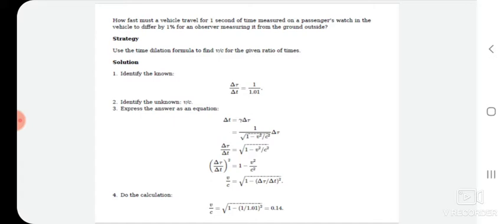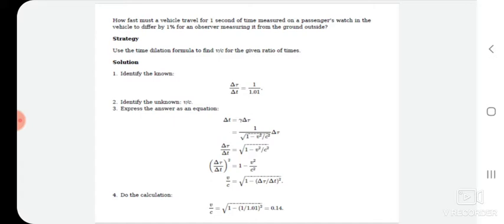Contracted length is equal to gamma times proper length. We know gamma is equal to 1 by square root of 1 minus v square by c square. If we rearrange that equation, delta t by delta small t is equal to square root of 1 minus v square by c square. We know the value of delta t by delta small t is equal to 1 by 1.01.